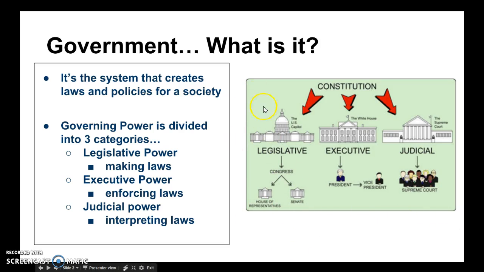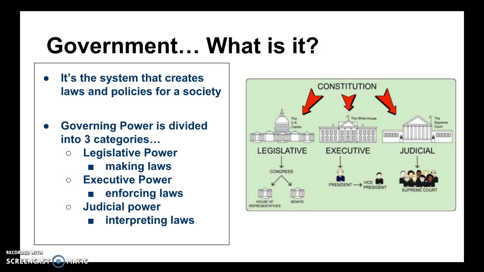Check out this chart here. It shows you the three types of power, legislative, executive, and judicial, and how they're broken down in the United States based on our Constitution. Legislative power is the power to make laws, to design laws, to spell out what the laws, the rules, the policies are going to say exactly.